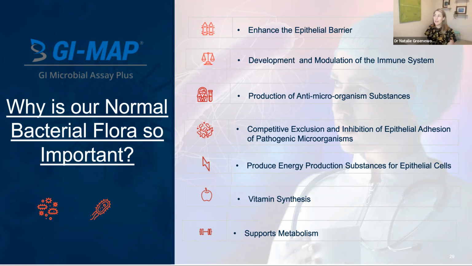It's going to enhance the epithelial barrier. Again, that's so important in terms of protecting our immune system from the contents of our lumen. They're going to develop and modulate the immune system. So much great research on how germ-free environments really stifle our immune development. They produce anti-microorganism substances, so it prevents and kills off any sort of pathogens. They also competitively exclude and inhibit the epithelial adhesion of pathogens. So they kind of crowd out pathogens and they prevent their adhesion to the cell walls to prevent infections. They produce energy substances, most often that butyrate, really important for colonocyte health. Produce vitamins, the K2 and our B vitamins, and then support our metabolism.